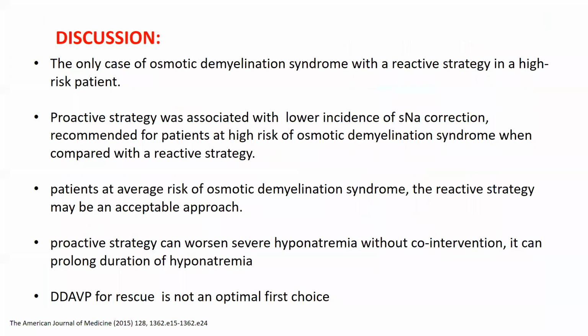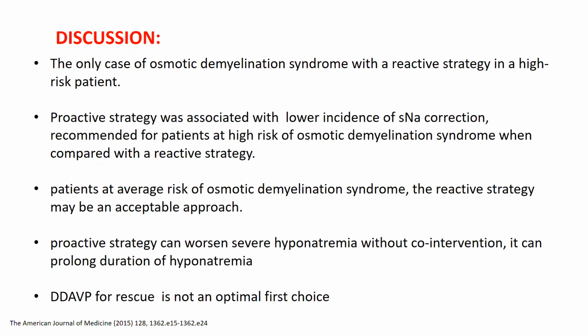So, a discussion of this study. The only case of osmotic demyelination happened in the reactive strategy. The proactive strategy had a very steady increase in the serum sodium. They didn't have any case of osmotic demyelination, and it's really recommended for a patient who is at high risk for osmotic demyelination. It means giving DDAVP at the beginning and giving 3% and watching how the serum sodium goes. And you can adjust that 3% depending on the serum sodium.